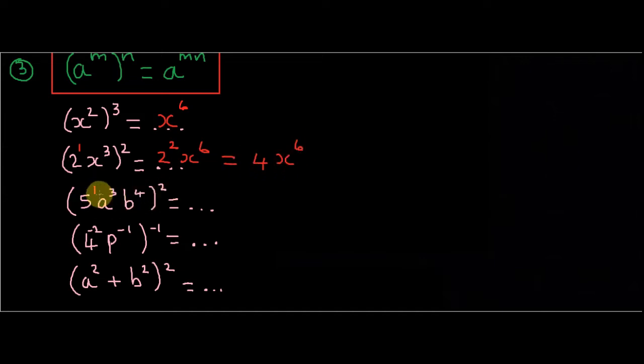The same here, we must multiply the power of 5 also with 2. So it's 5 squared, 1 times 2 is 2, then 3 times 2 is 6, and 4 times 2 is 8.